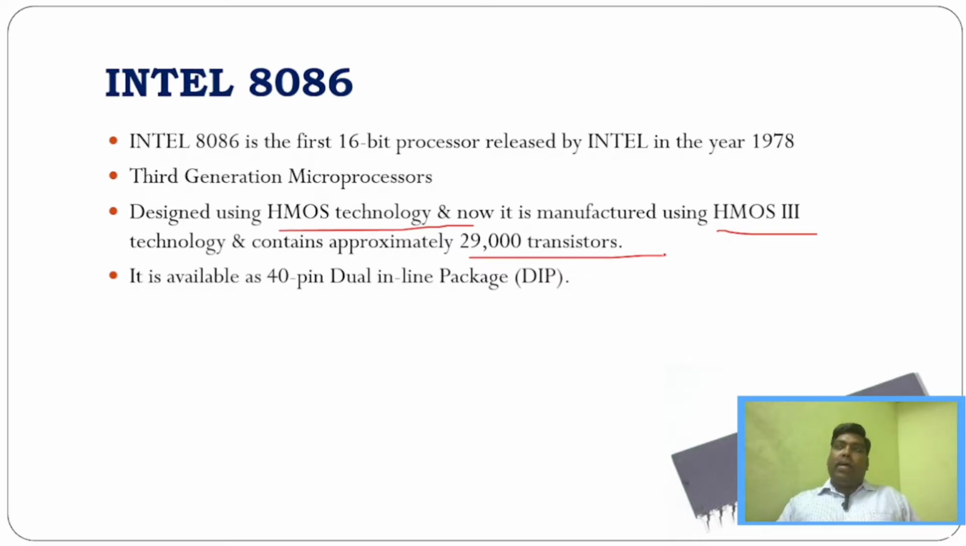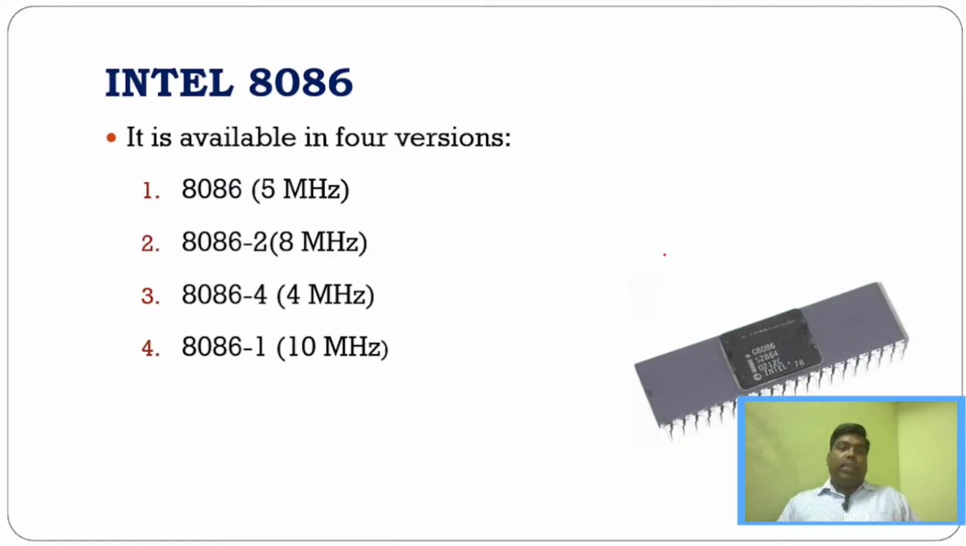It is available in a 40 pin IC, that is a 40 pin dual inline package, and it has 4 different versions of 8086, available at 5 megahertz, 8 megahertz, 4 megahertz, and 10 megahertz.